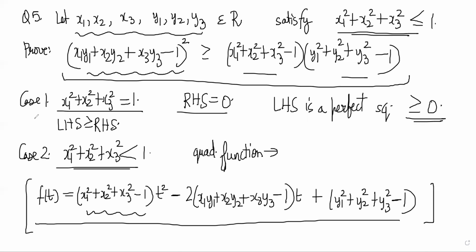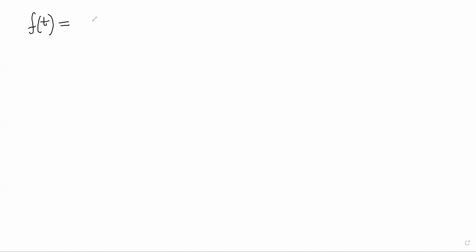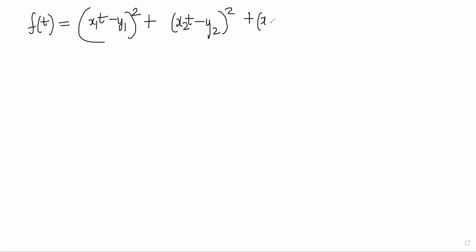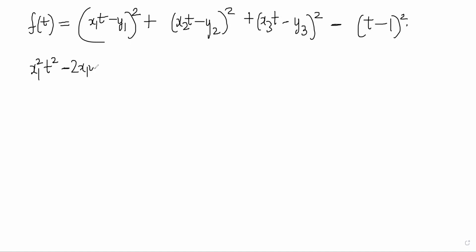Now notice one thing, this f(t) can also be written as (x1 t - y1) square plus (x2 t - y2) square plus (x3 t - y3) square minus (t - 1) whole square. Why? Because you could always split the terms, right? You can say x1 square t square minus 2 x1 y1 t plus y1 square. Group the terms like this and you will be able to prove all of this, right? So I have chosen my function and the function can be written like this.